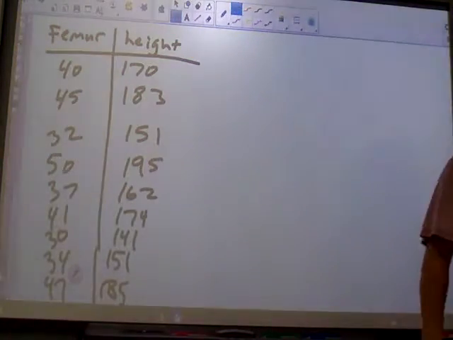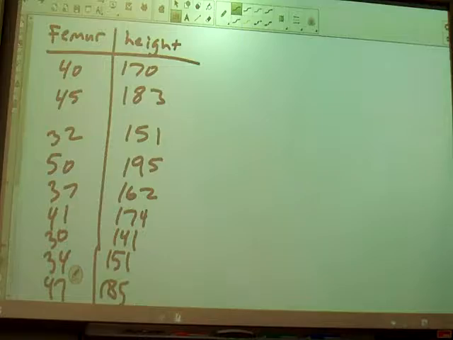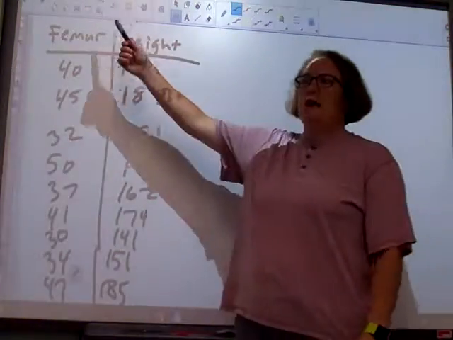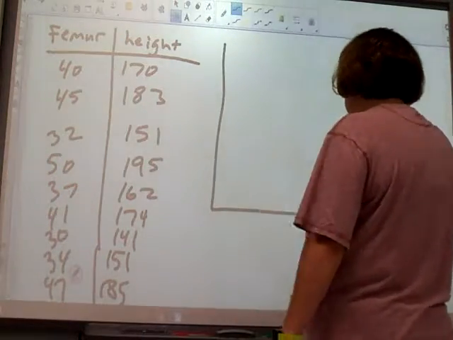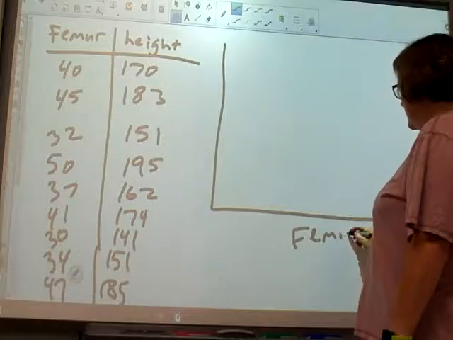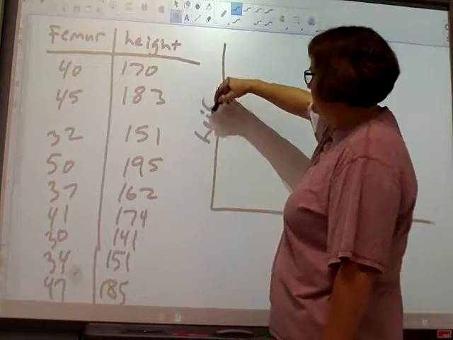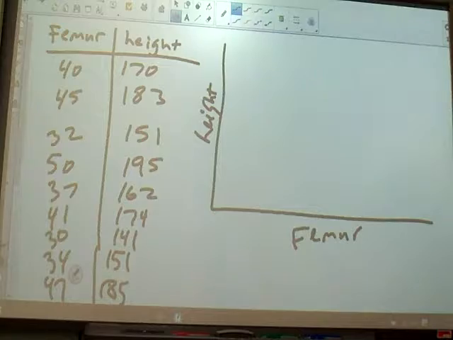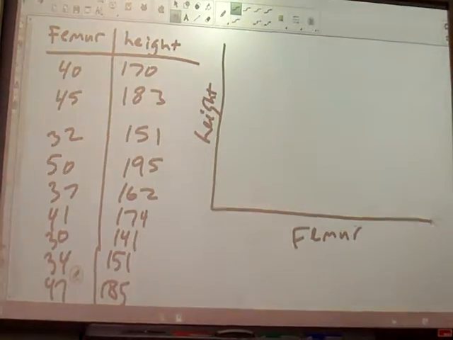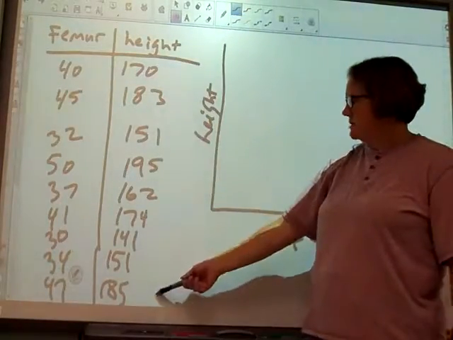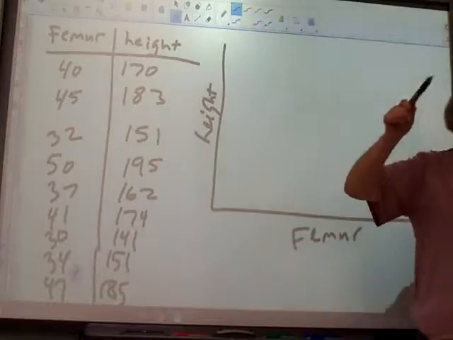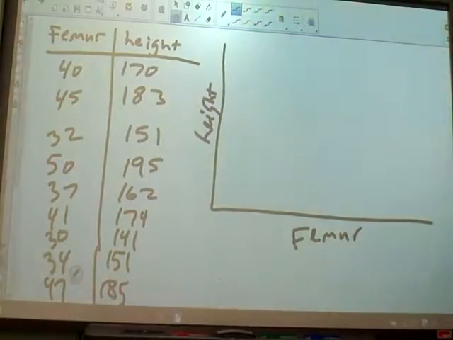Now, which one's the X and which one's the Y? Generally speaking, your first column is your X and your second column is your Y. So I am going to put my femur on the X-axis, and I'm going to put my total height on the Y-axis. My smallest femur was 30, and my largest one was 50. I don't want to count all the way up to 150 on my height, so I can make breaks and estimates.